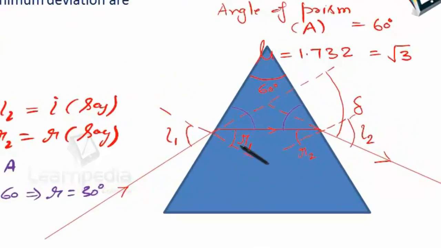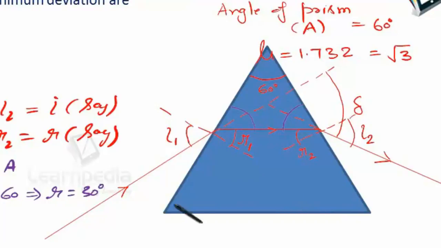Since R is 30 degrees, you can clearly see that this line is parallel to the base. Because this angle is 30 degrees, that clearly means that this angle is 60 degrees, which means this line is parallel to the base. So whenever there is a condition of minimum deviation, the light ray traveling inside the prism becomes parallel to the base if the prism is at least isosceles. Isosceles will do. In an equilateral prism also it will be true, of course.